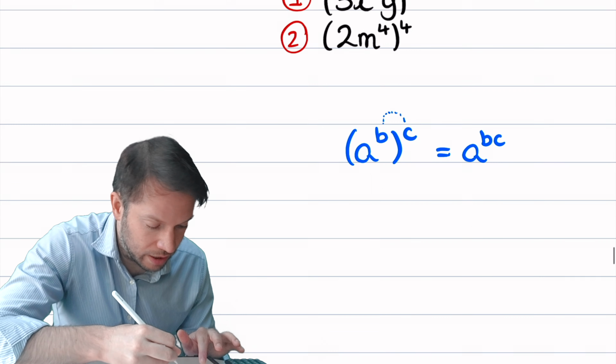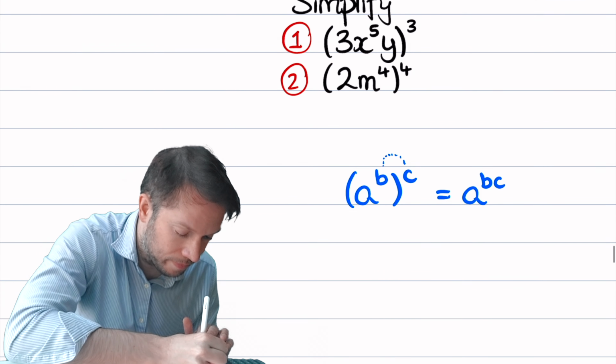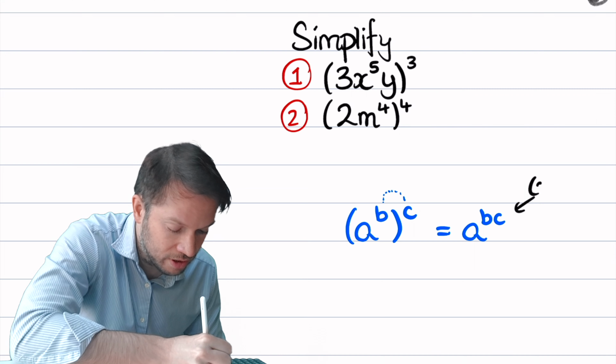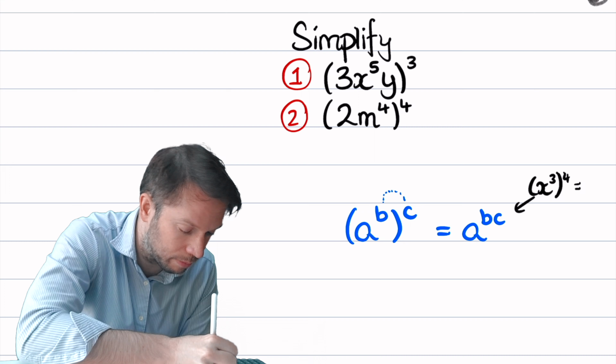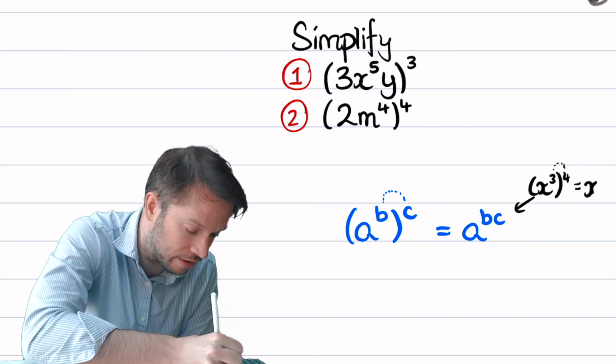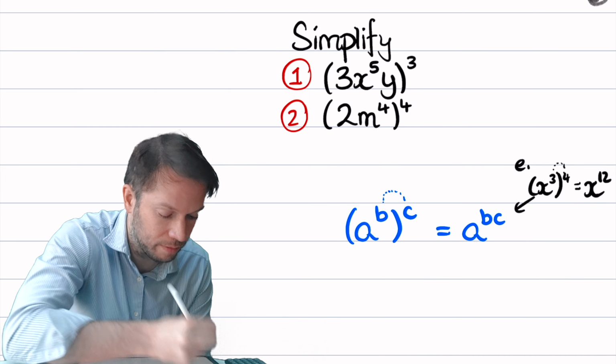So for example, if I had x cubed all to the power of 4, you're raising a power to a power, so you do the 3 times the 4, which is 12, and you get x to the power of 12. So that's an example there.